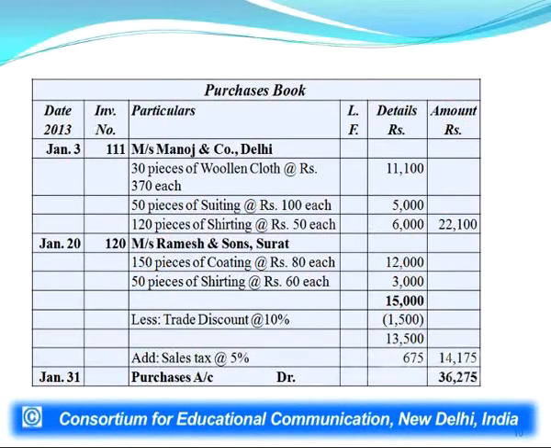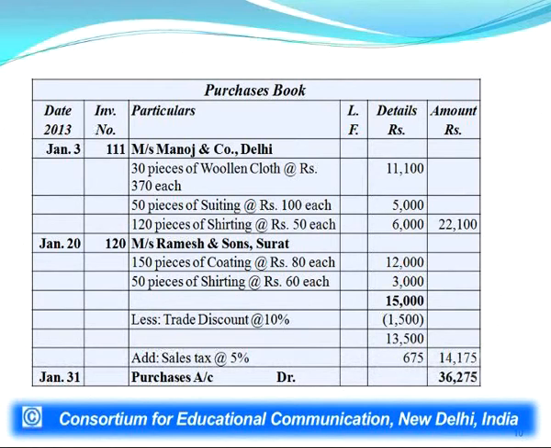So, in the purchases book, the date column has the date of transaction, January 3, and the invoice number, which is imaginary, we have taken here. Then particulars: Messrs. Manoj and Company, Delhi, then the detail of the items: 30 pieces of woolen cloth at rupees 370 each. So, 30 multiplied by 370, the amount is 11,100, and then 50 pieces at the rate of 100, and then 120 pieces at the rate of 50. So, this total amount is 22,100, which we record in the amount column.